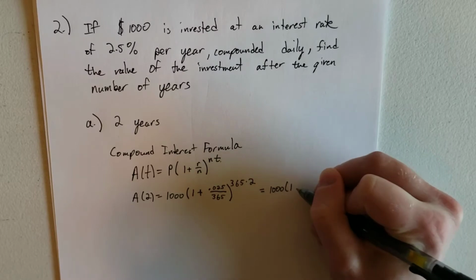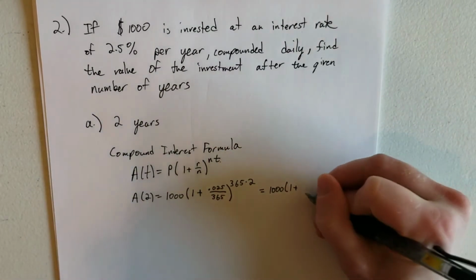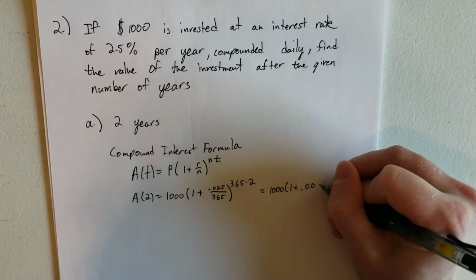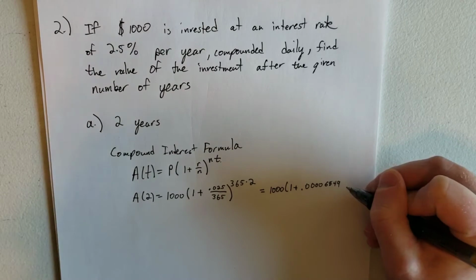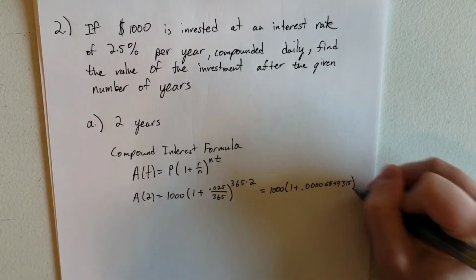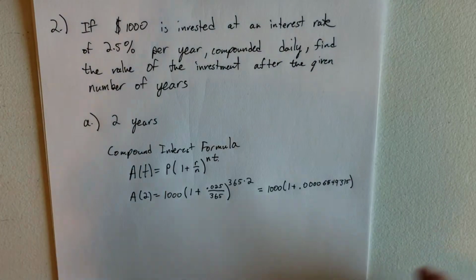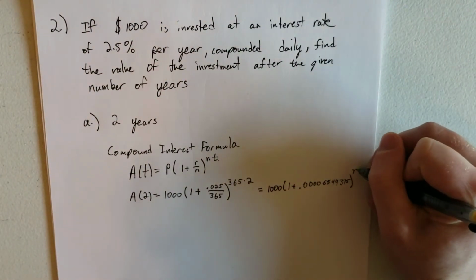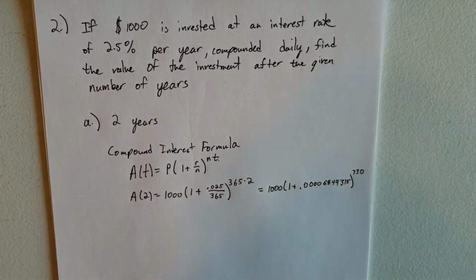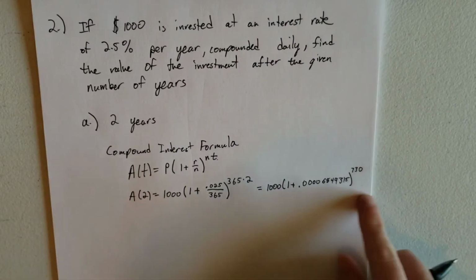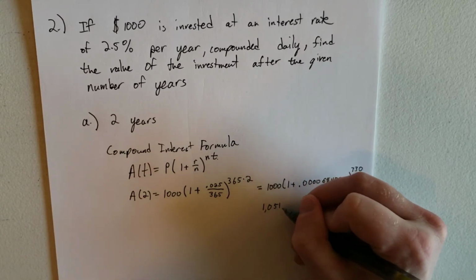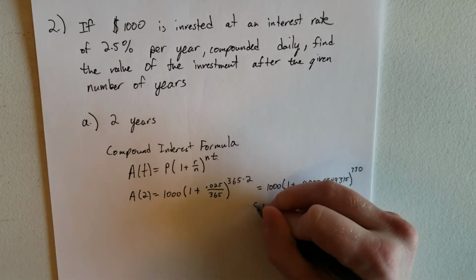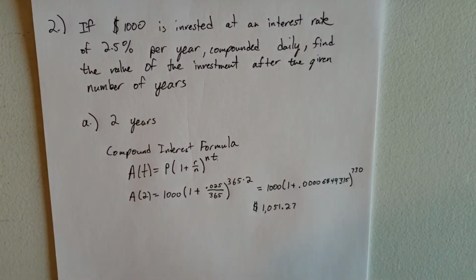So this becomes 1,000 times 1 plus 0.0006849315. Thank you, calculators. And all of that raised to 730, right? 365 times 2. We plug that into the calculator. We end up getting $1,051.27. Usually in these problems, we'll round to the nearest cent, so that's what I've done here.